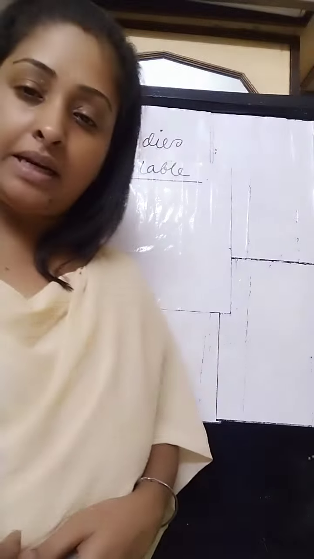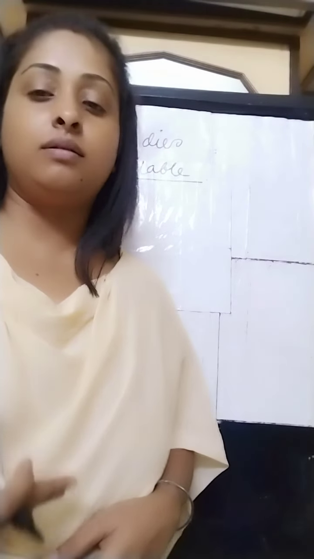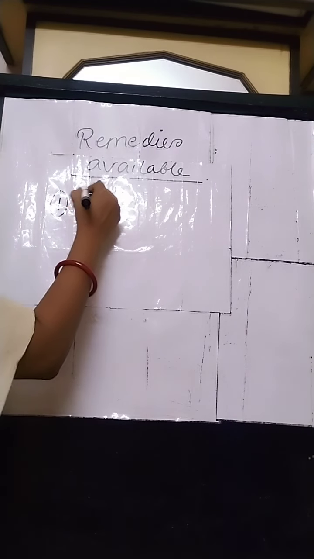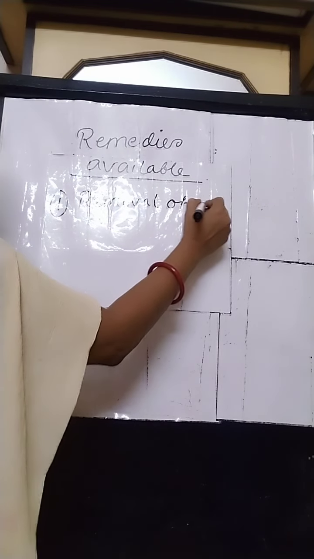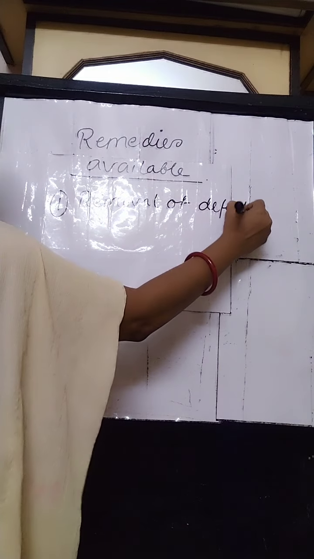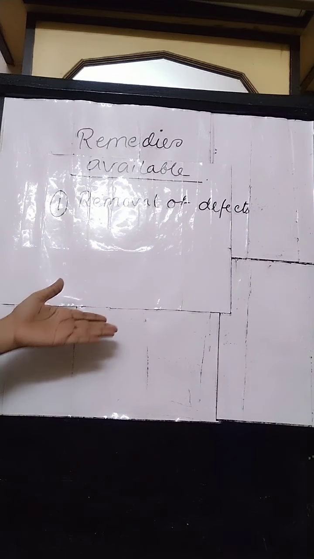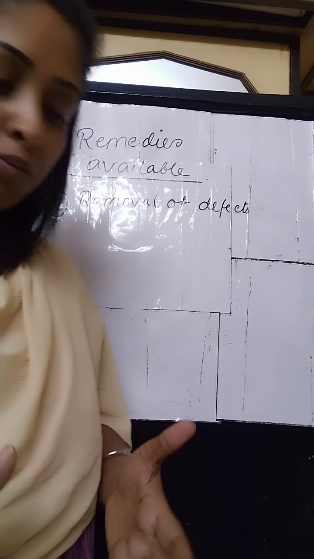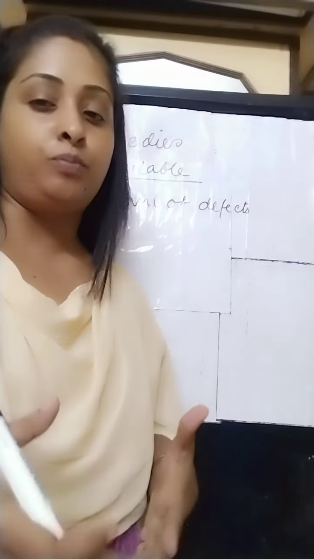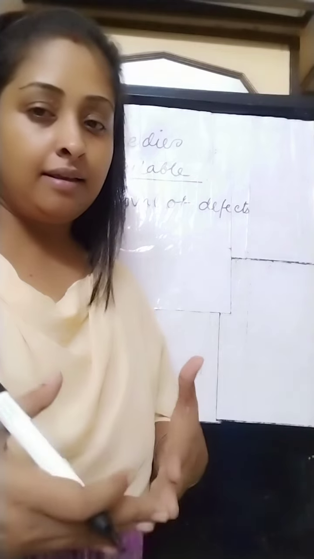The first remedy that the Consumer Protection Act can offer to the consumer is removal of defects. If the product proves to be a defective one, then after proper testing, the appropriate authority can pass an order for the removal of that defective piece of product. This is the first remedy they can offer.